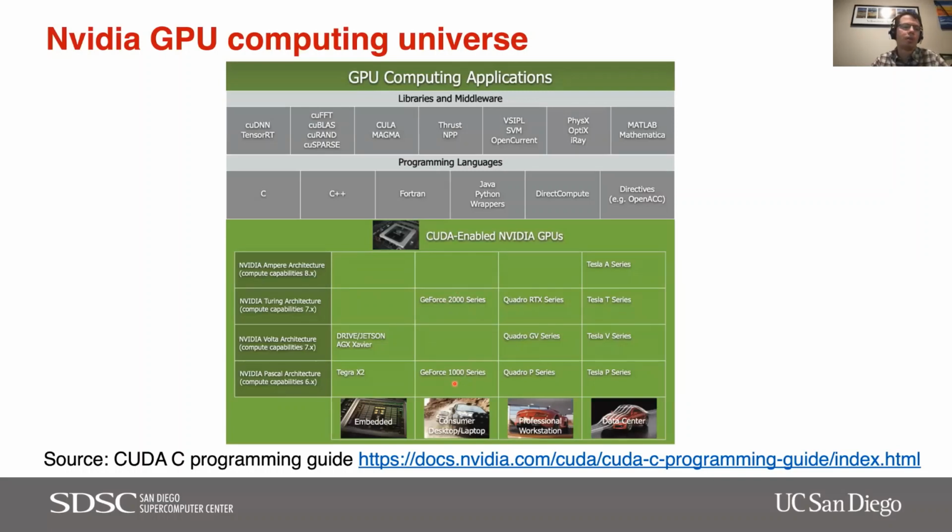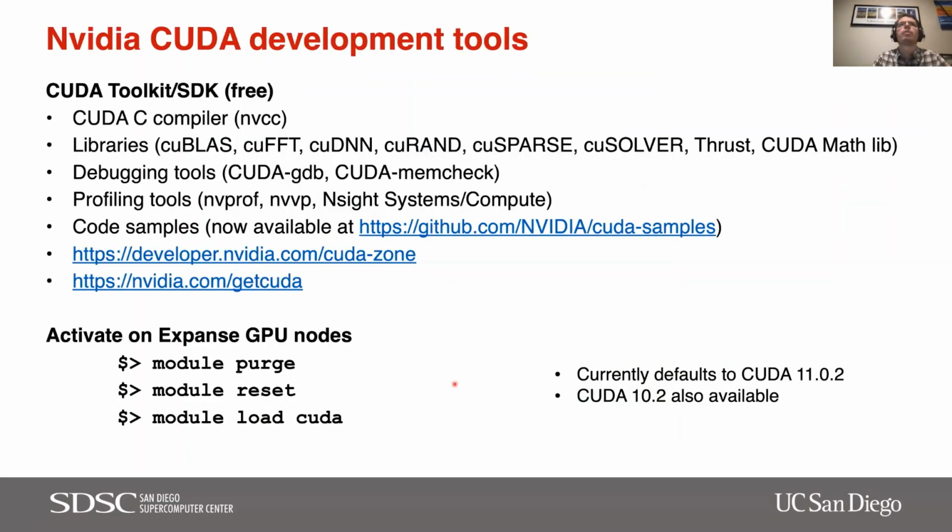So if you have a laptop that has some sort of NVIDIA GPU, or a consumer desktop, you can write code there, right? And CUDA is free. You can download it all for free. You can just work on your laptop and play around with that. So the CUDA SDK and the toolkit are free.